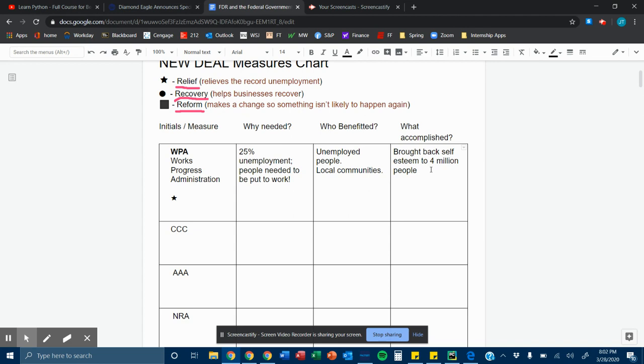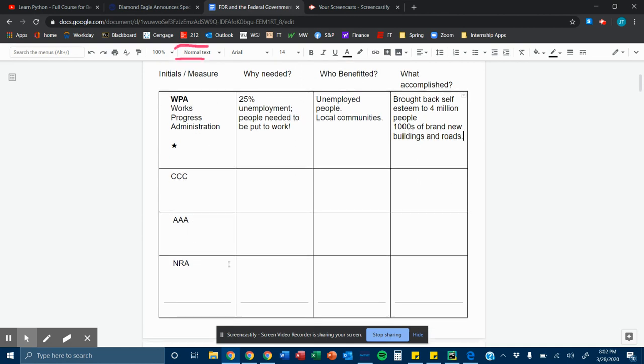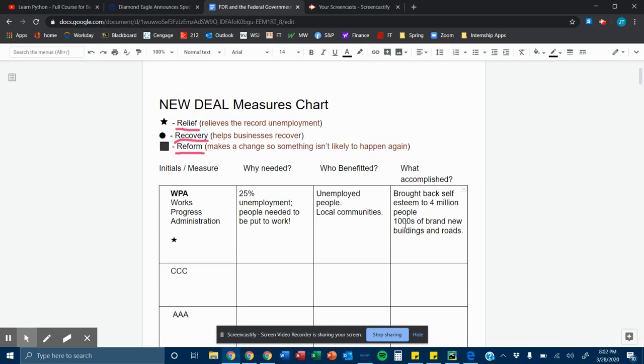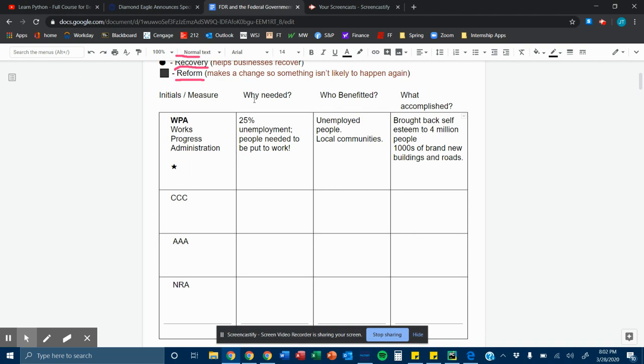So, what accomplished, we could also put in here thousands of brand new buildings and roads. All right, now we kind of explained that long and hard. I get it, and I appreciate you guys listening. But now when you go to look up the CCC, the AAA, the NRA, and some of these other New Deal measures, many of them a part of the first 100 days, again, as we said, you'll know exactly what we're looking for in these columns. You'll know what to do here. You'll know what to do here.